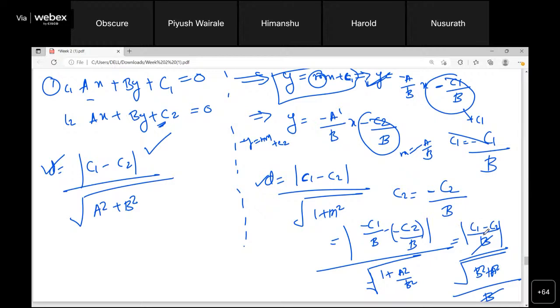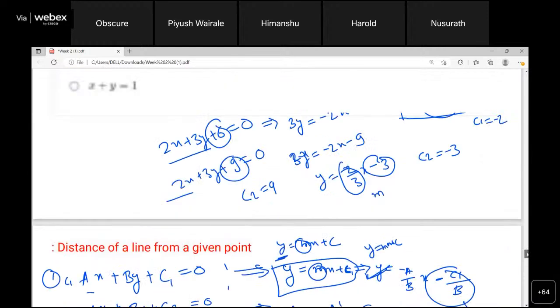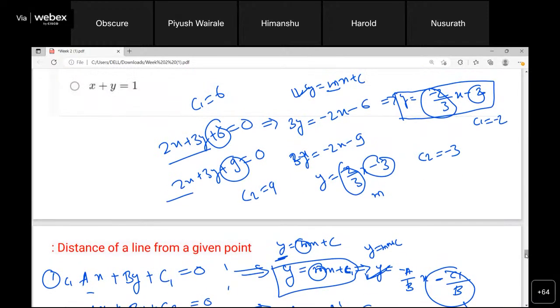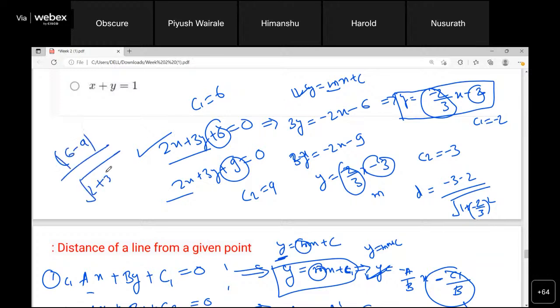Right. We'll be using -3 and -2 here as c1 and c2. In the second case, if you are using this equation, you can simply use -3 minus -2 upon under root of 1 plus m square, that is 2 by 3 whole square. Okay, I got it. If you are using this equation, then go for 6 minus 9 mod upon under root of 2 square plus 3 square. So it depends on the equation, right?